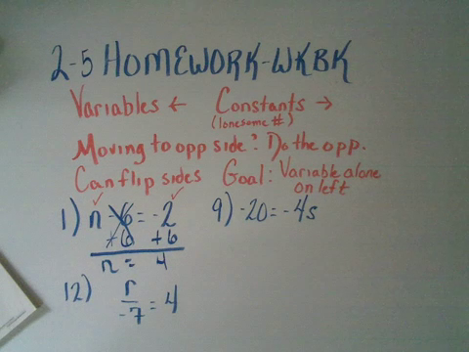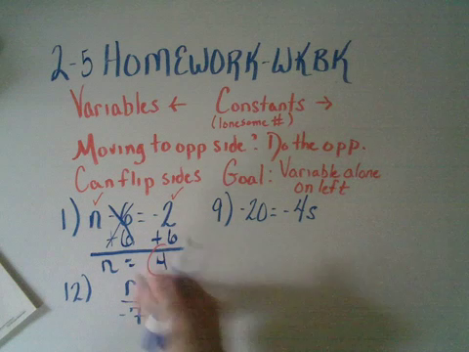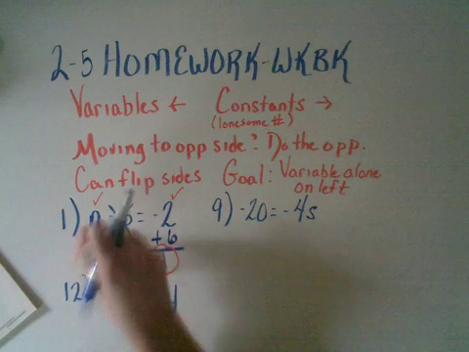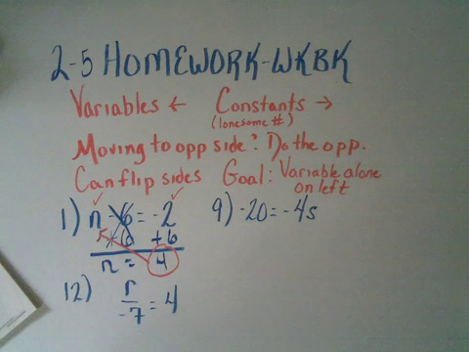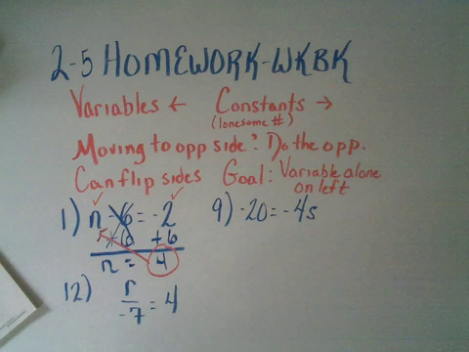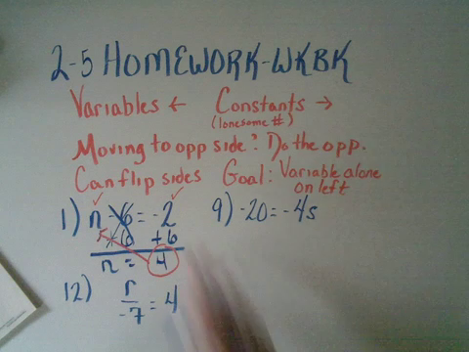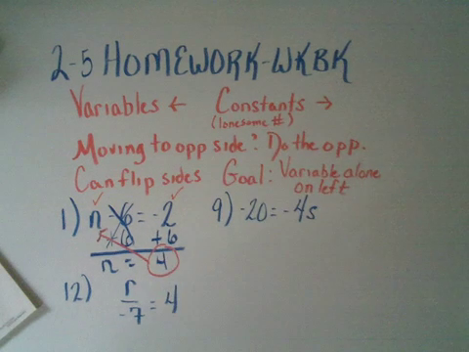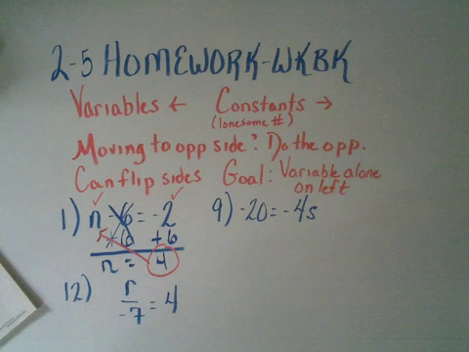N equals 4. You can check it anytime you want. That's not hard. All you have to do is take this 4 and plug it back in for n. You're going to solve out the left side in this case, and the left side and the right side should make the same thing. Well, 4 minus 6 is negative 2 on the left, and the right side says negative 2. That's how we know we solved this correctly. The left and the right side are in balance.